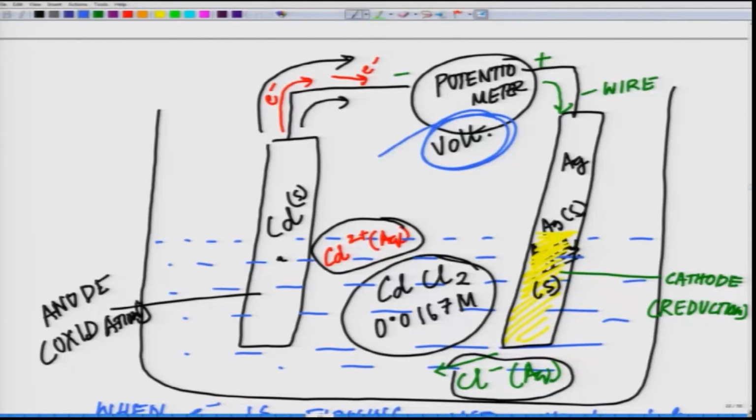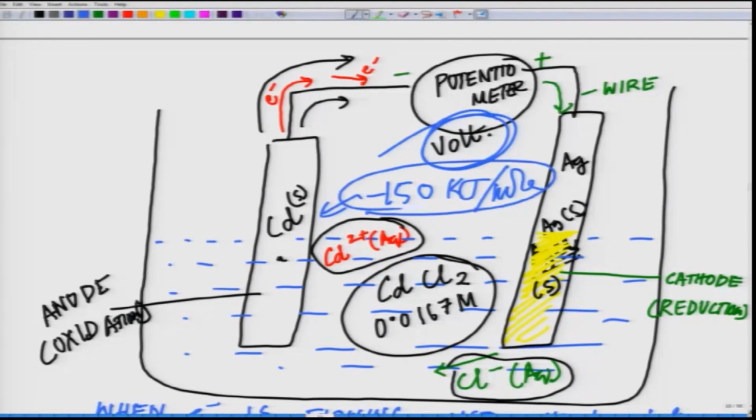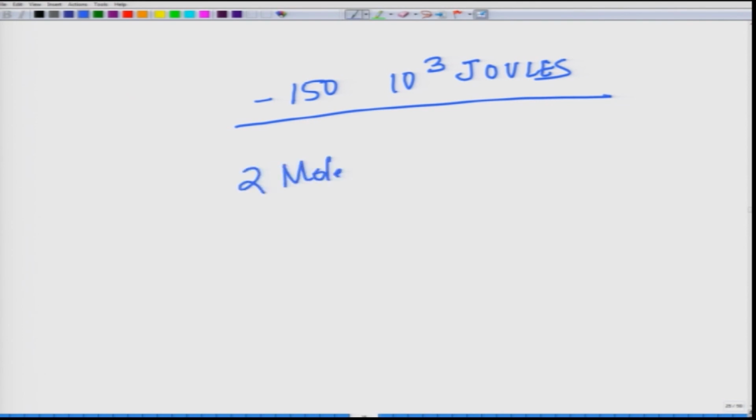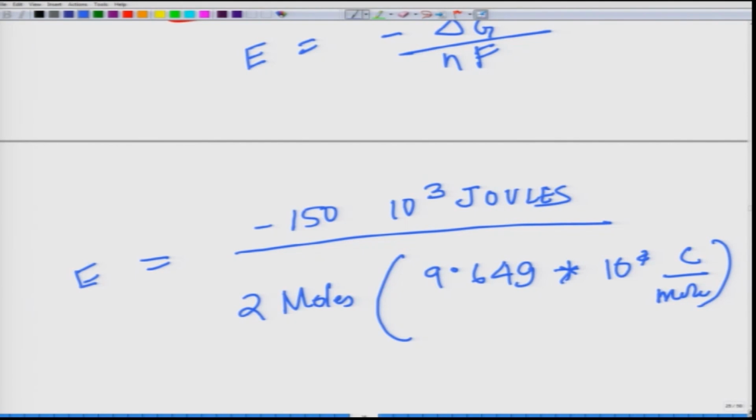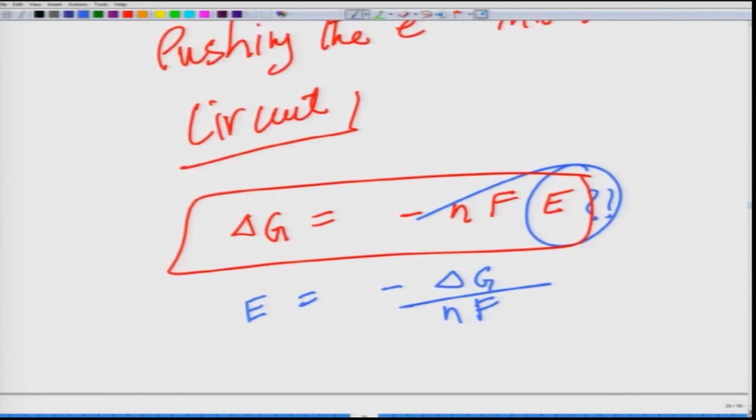You have the other parameters. This reaction will happen at minus 150 kilojoule per mole of cadmium consumed. So the value of E will be minus 150 into 10 to the power 3 joules, since it was in kilojoules and I am converting it into joules, divided by 2 moles multiplied by F, Faraday's constant, which is 96,500 coulomb per mole (9.649 multiplied by 10 to the power 4). There is a minus already here, and this equation also comes with a minus, so the minus minus cancels.